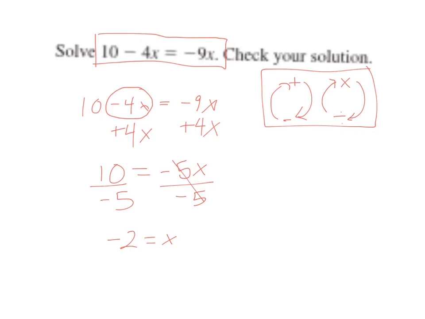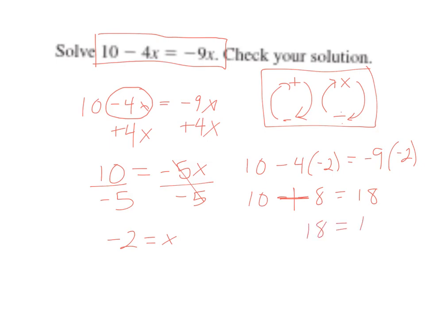So if you wanted to check it, it would be 10 minus 4 times negative 2 is equal to negative 9 times negative 2. So we've got 10 minus 4 times negative 2 would be negative 8. And whenever we see subtract a negative, we know that's the same as plus, so we're going to change that to plus. Negative 9 times negative 2 is positive 18. So we get 18 is equal to 18. Let's do another example like this.